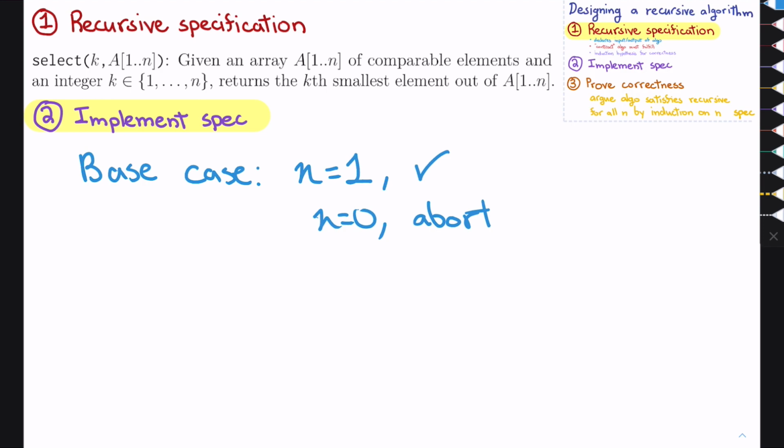Okay, well, as a hint, then we are going to try to do some kind of quote unquote divide and conquer approach.